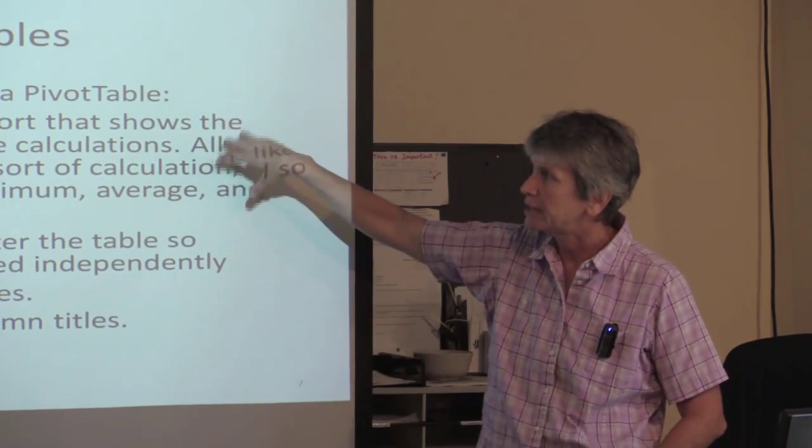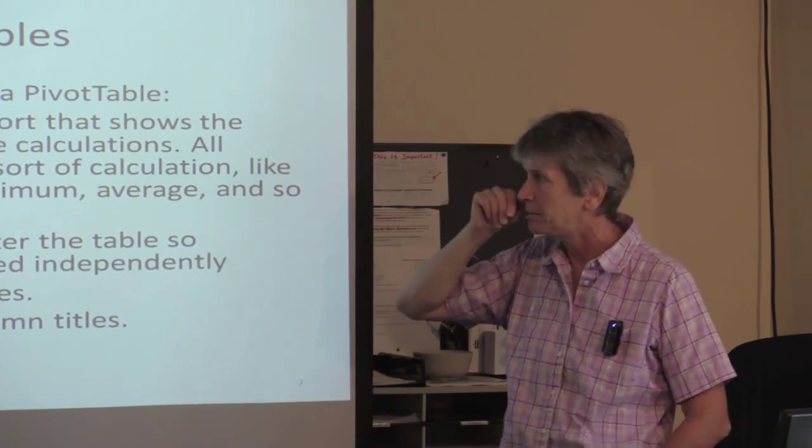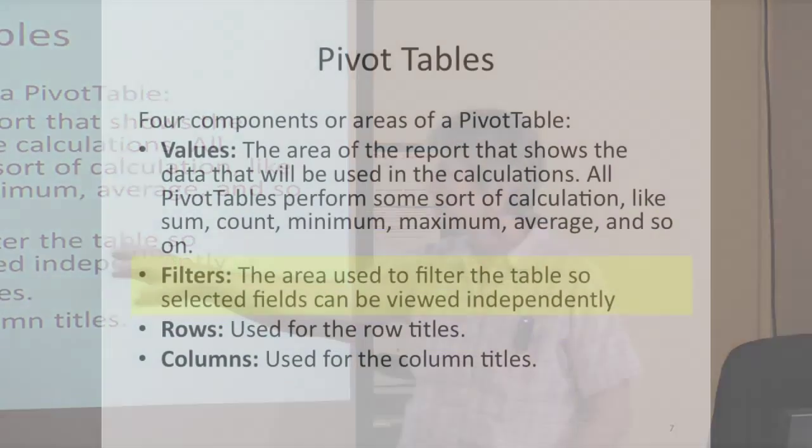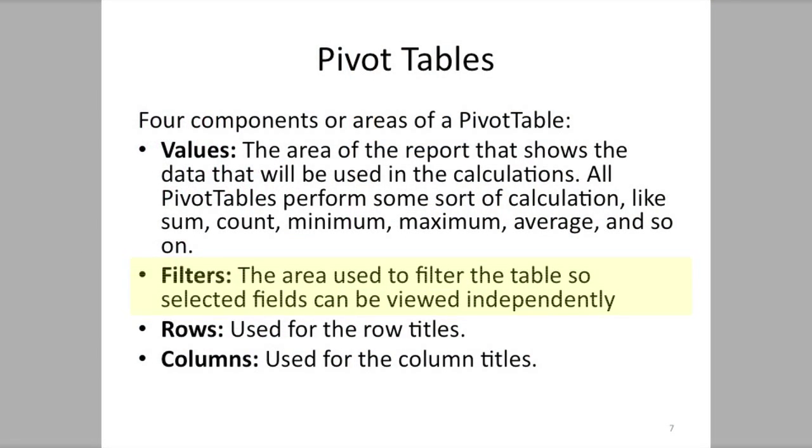So those are the types of calculations that can be done in the pivot table. The filter is an area where you can filter out portions of the data. And then the rows and columns are pretty self-explanatory. You choose the rows for the titles or the fields that you want to be listed on the rows. And you choose columns for the fields that you want to be listed across the column headers. Yes?